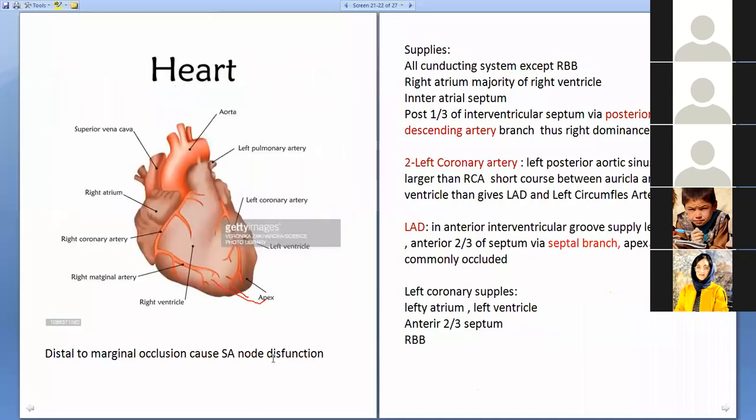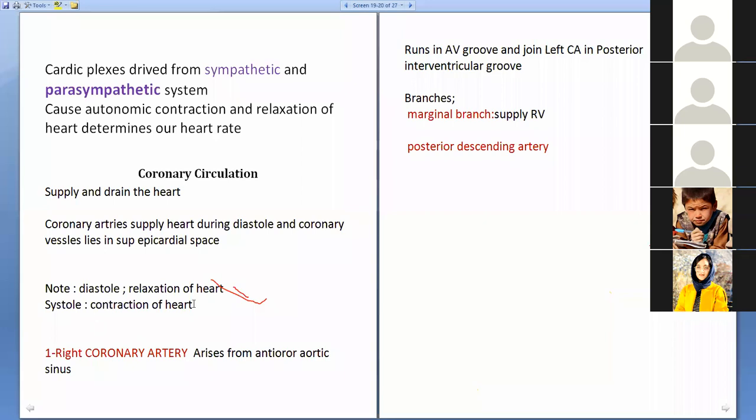Okay, so we were here. One thing you should know: the heart supplies the blood to the whole body during systole. What is systole? When the heart is contracting, it supplies the whole body with blood. When the heart is relaxing, it is called diastole.